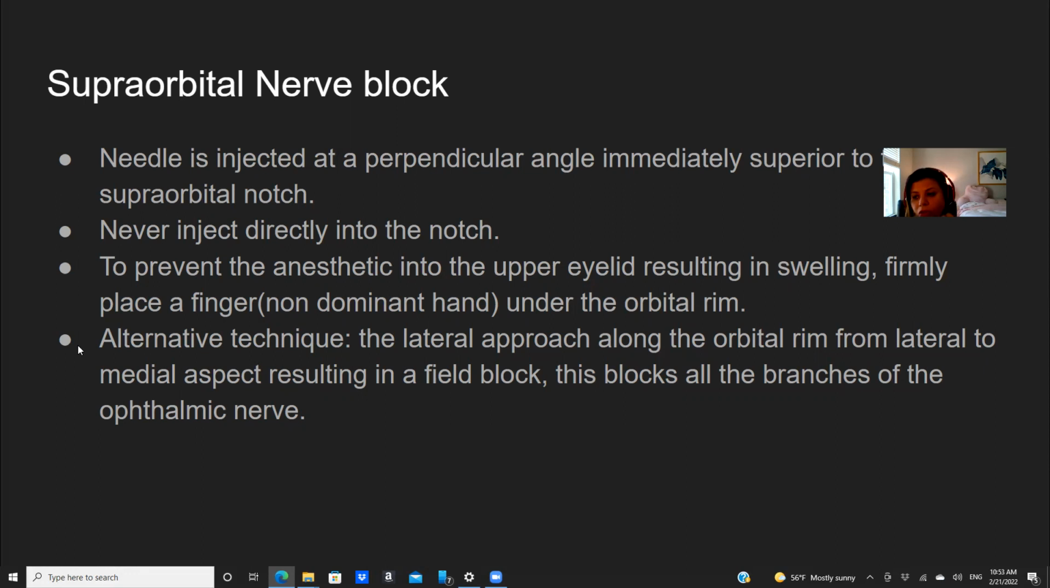If I'm doing a dental block, then I would use a mixture of lidocaine with Marcaine or bupivacaine, because it will result in about 6 to 8 hours of pain relief, and that's the whole point of doing a dental block, is to give longer pain relief.